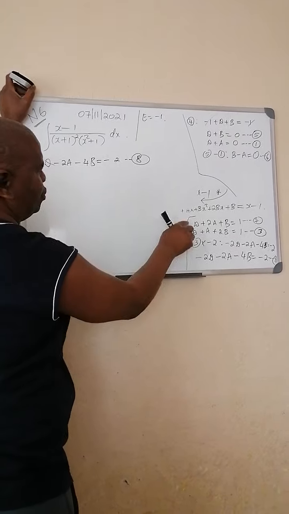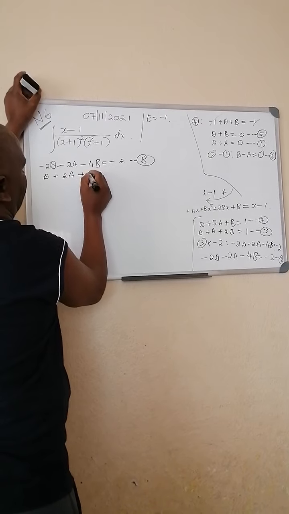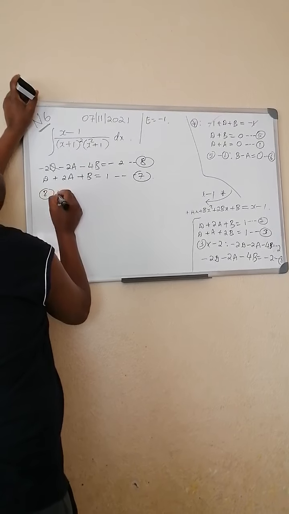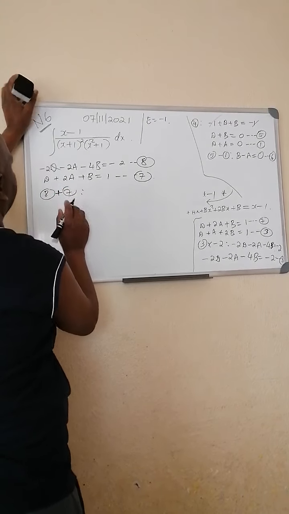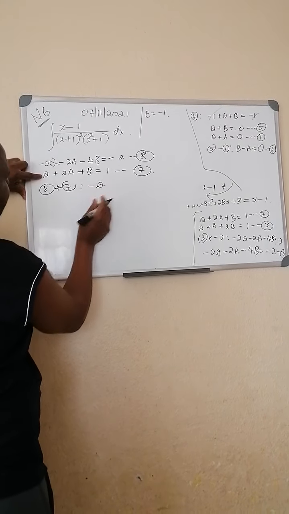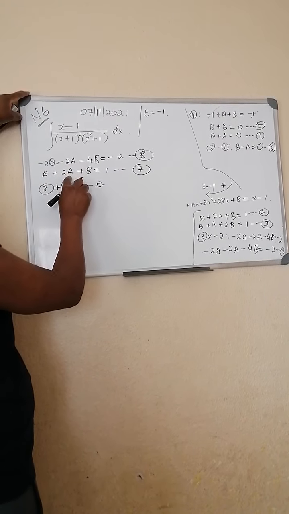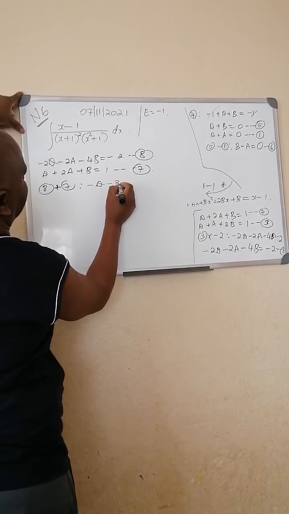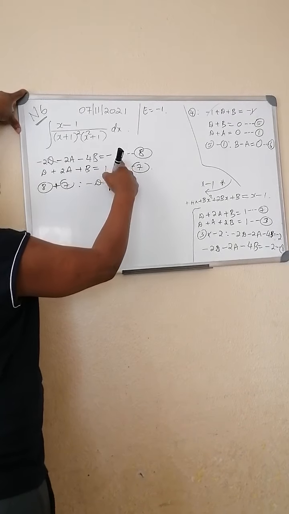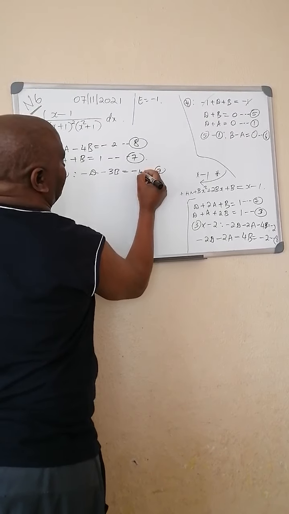I can relate this to equation 7, which is D plus 2A plus B equals 1. So I can add equation 8 plus equation 7. I've got minus 2D plus D, which gives minus D. Minus 2A plus 2A falls down. Minus 4B plus B gives minus 3B. Minus 2 plus 1 gives minus 1. So this I can name my equation 9.